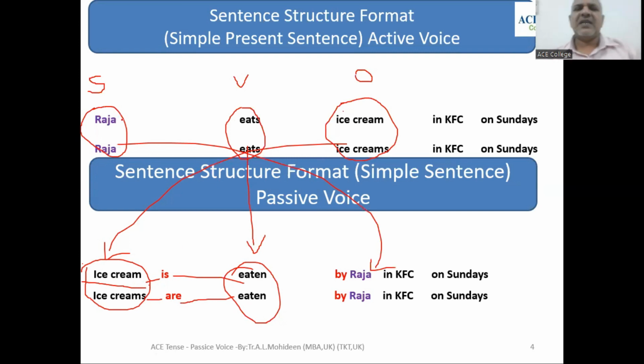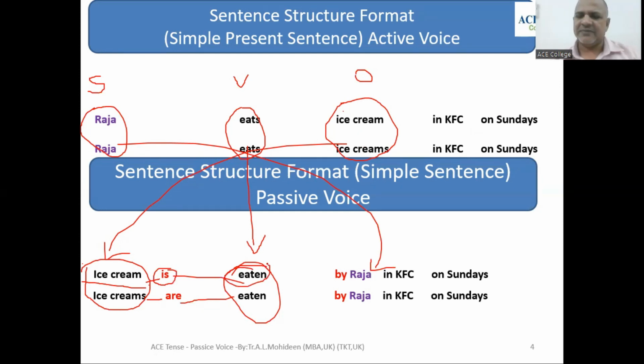So the very first sentence says Raja eats ice cream in KFC on Sundays. And the second sentence, Raja eats ice creams in KFC on Sundays. So if you are going to change this active into passive voice, you have to bring the object here, ice cream. Then you have to check, is it singular or plural? So ice cream is singular, so you have to put is. This is important. You have to add is. And then you have to add the fifth form.